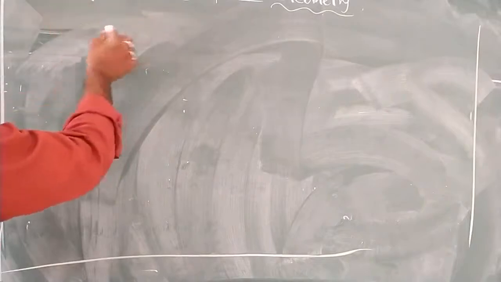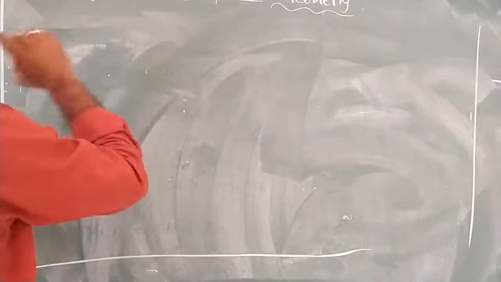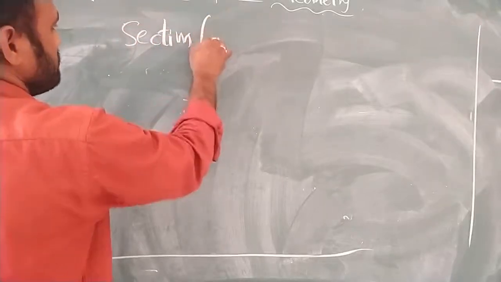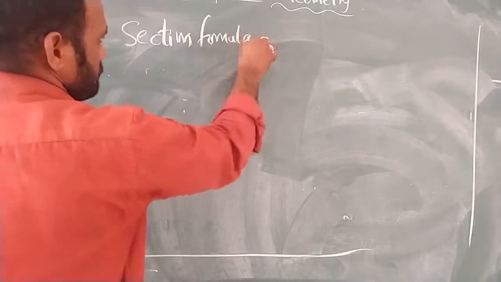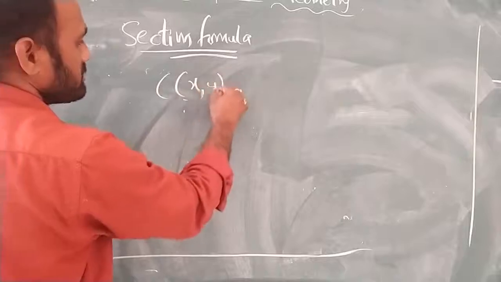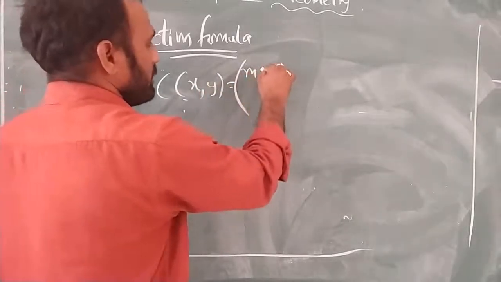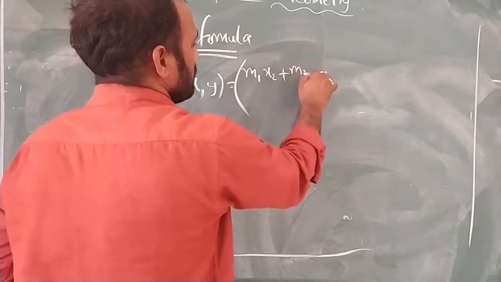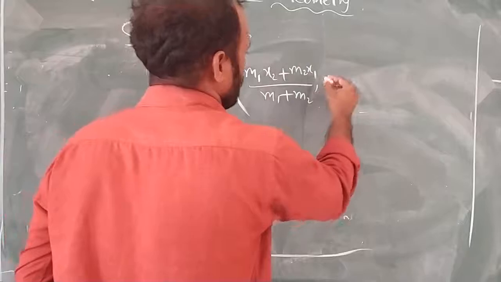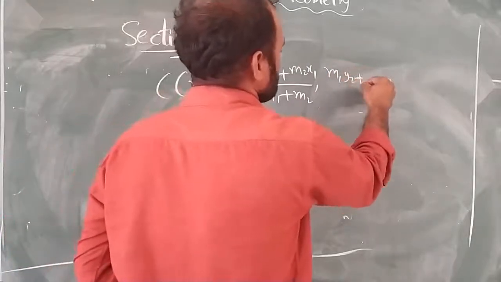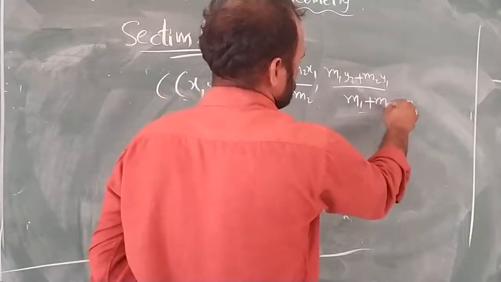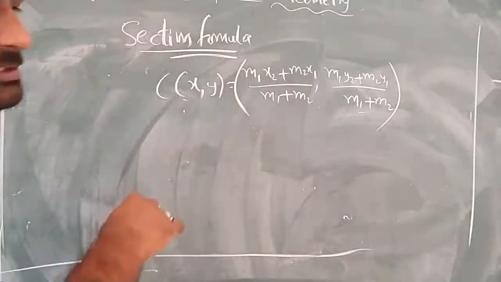So yesterday's class continues. Today we will see the section formula that we learned previously. So what is the section formula we have learned? Let C be a point (x, y), which can be got by (m1x2 + m2x1)/(m1 + m2), (m1y2 + m2y1)/(m1 + m2). So this is the section formula that we learnt yesterday.